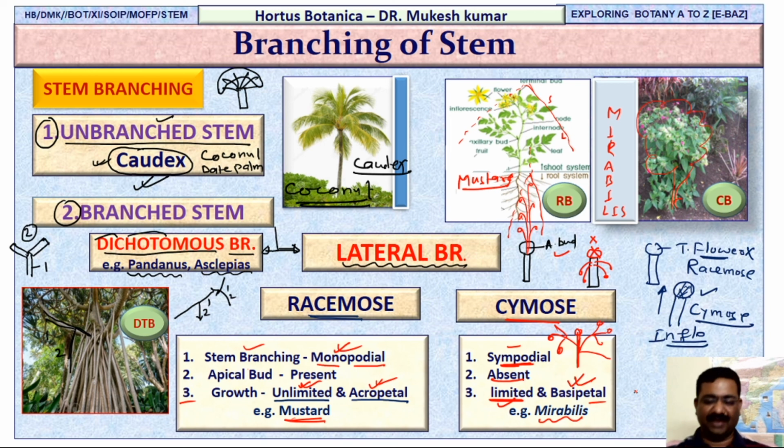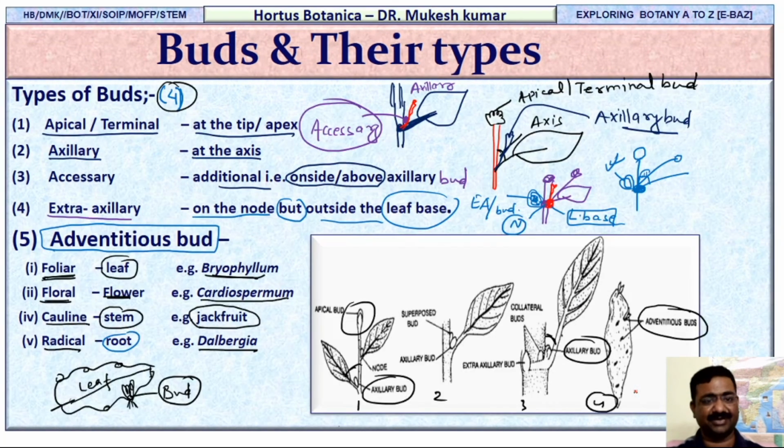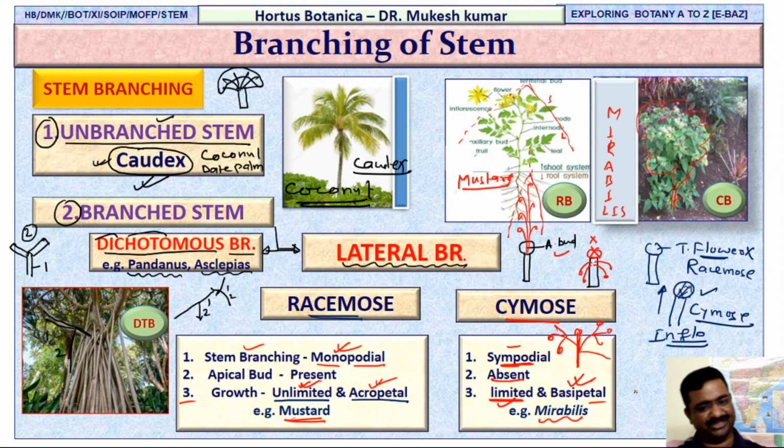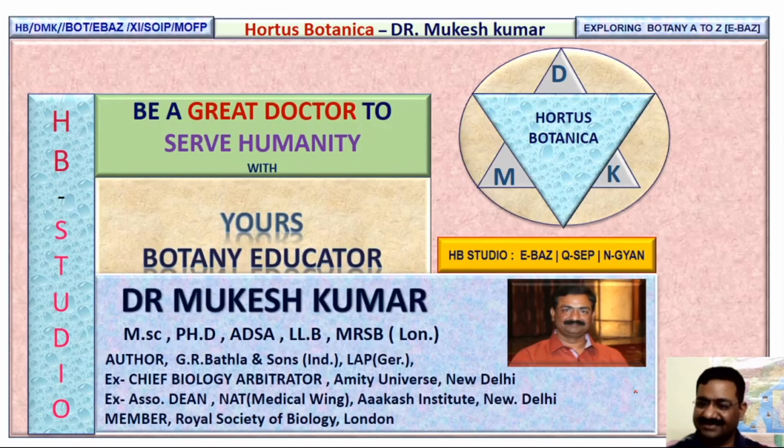Okay, so in this way today we studied the types of buds and what buds are, and then branching of the stem. I think it's very much clear. So these are beautiful, very interesting and analytical questions for you. Analyze yourself. I will reply with the answer to this question tomorrow, and I will not show you the answer now. You give your answer in the comment section.